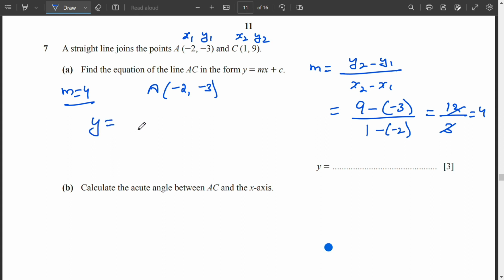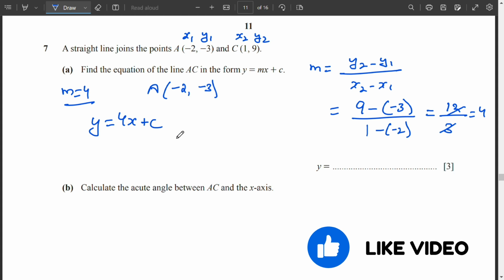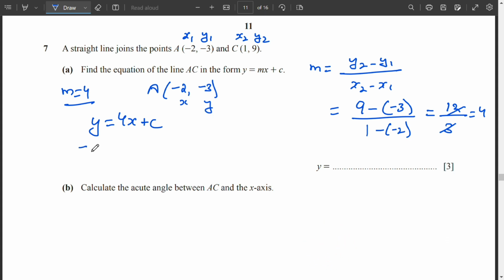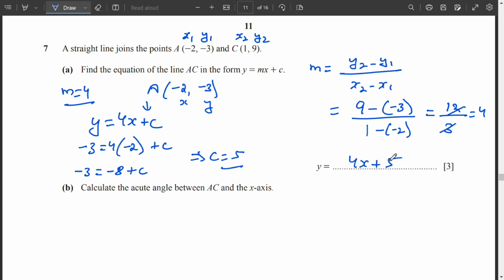So if we write the equation y equals 4x plus c, to get the value of c, substitute the value of x and y. So we are substituting the values of x and y. What is x? Minus 2, y is minus 3. So minus 3 equals 4 times minus 2 plus c. So this is minus 3 equals minus 8 plus c. So if you take minus 8 to that side, that will become positive. So 8 minus 3 will become 5. This implies c will be 5. The value of c is 5 and you can substitute over here. So y equals 4x plus 5. This is the equation of the line.